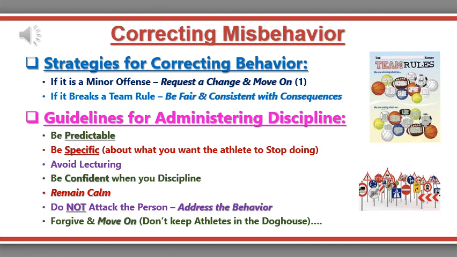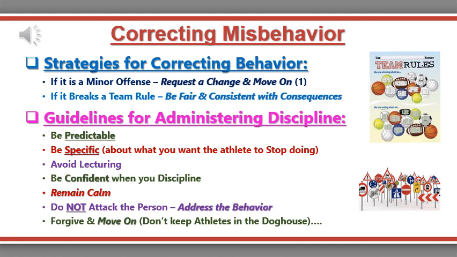So here's a couple of important guidelines when you administer discipline or consequences. Be predictable. People should understand what's coming. Yes, you're going to have to take some situations into consideration. You're going to have to try to be as fair and consistent. But for the most part, when people do something, they should understand what's coming. Be as predictable as possible.